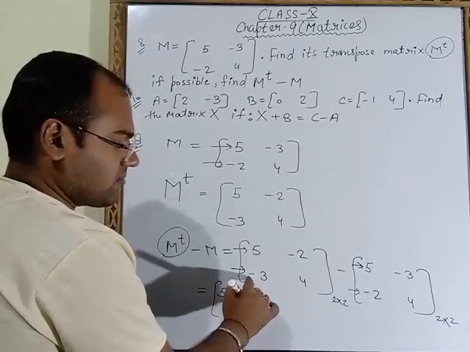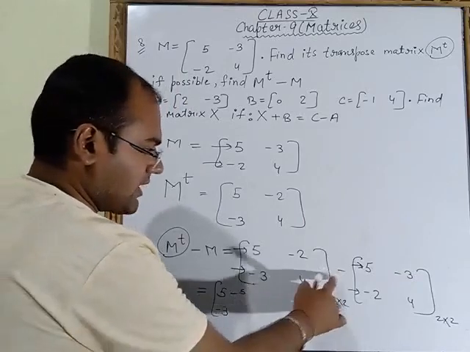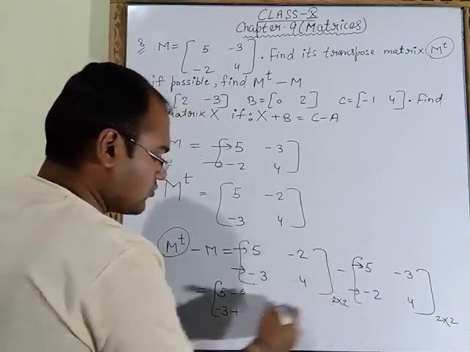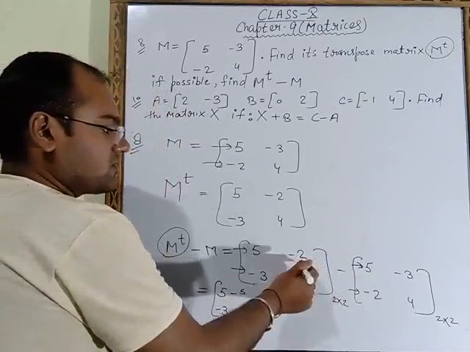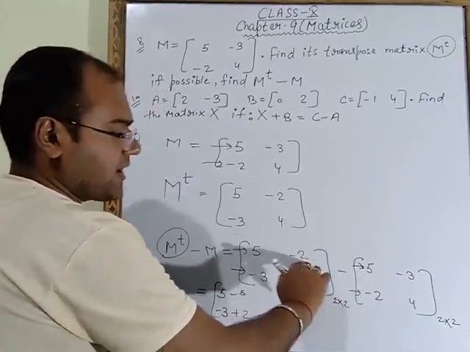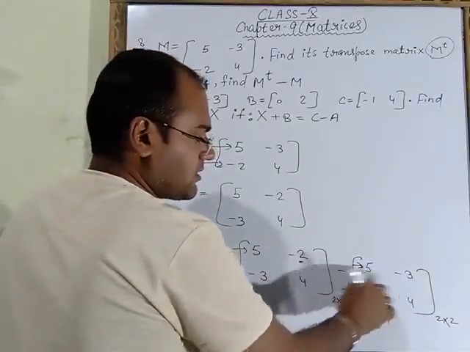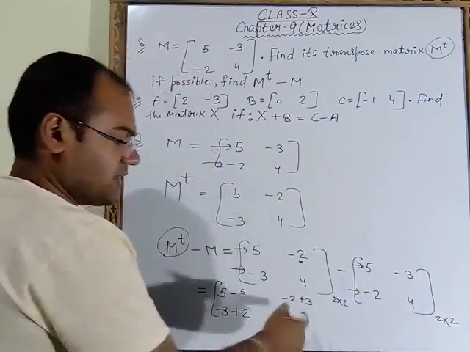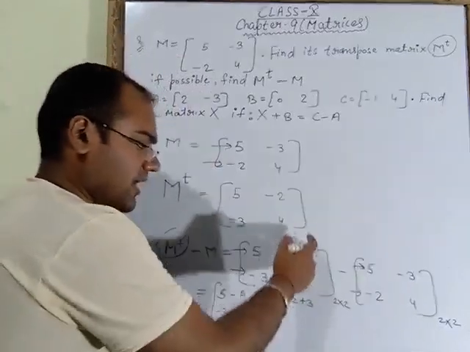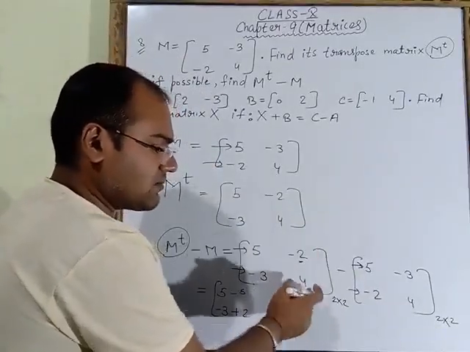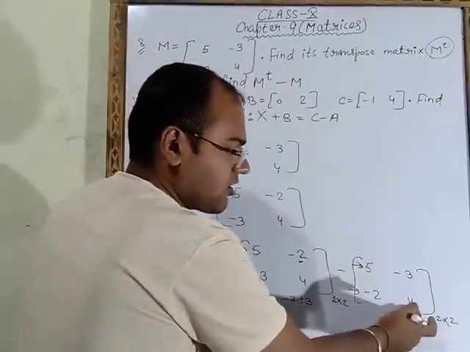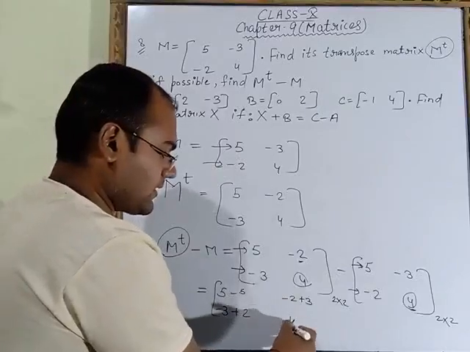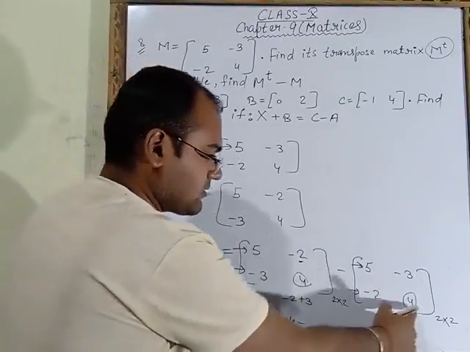Here also we have to do the same. Minus 3 minus, but this minus and this minus will become minus minus plus 2. Now in the second column we will come, minus 2, minus and minus will become plus. So minus 2 and plus 3. Now the second column, second element is 4. Now we have to solve these two: 4 minus 4.